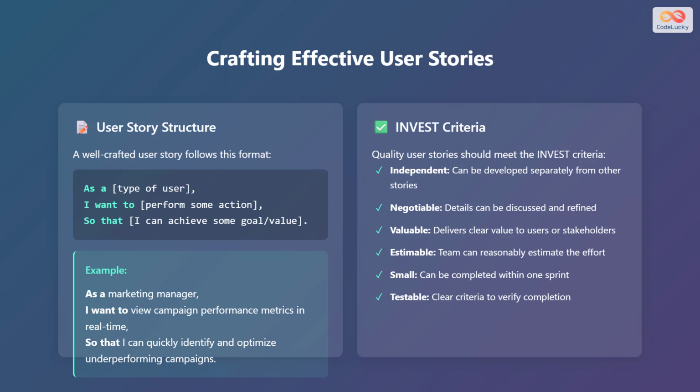Quality user stories should meet the INVEST criteria. It should be independent, meaning it can be developed separately from other stories. It should be negotiable, meaning details can be discussed and refined. It should be valuable, delivering clear value to users or stakeholders. It should be estimable, meaning the team can reasonably estimate the effort. It should be small, meaning it can be completed within one sprint. And finally, it should be testable with clear criteria to verify completion.